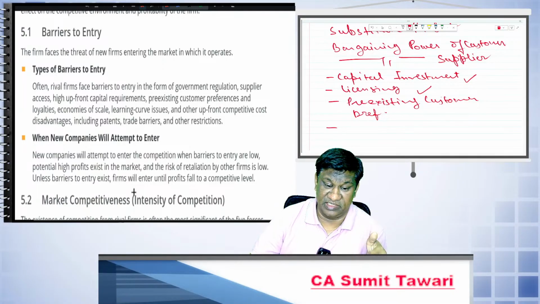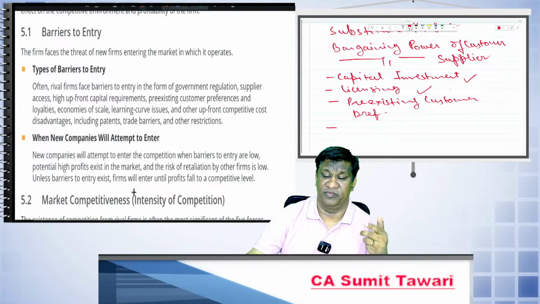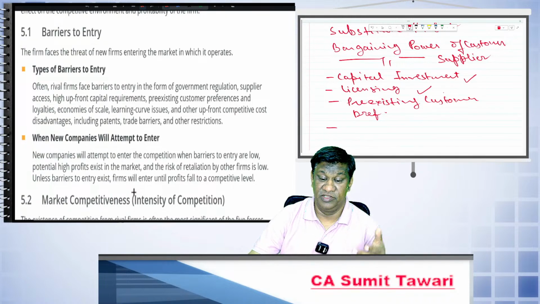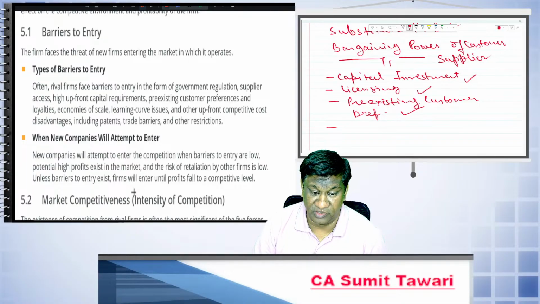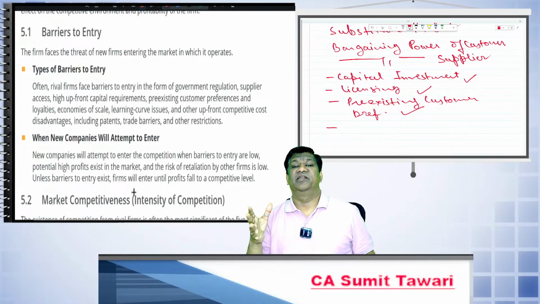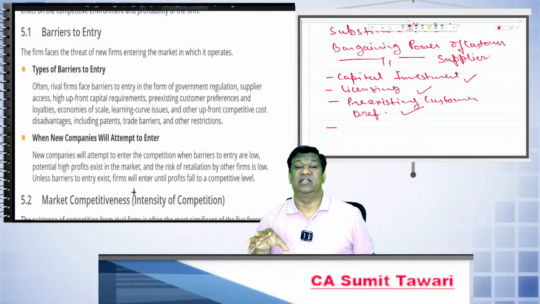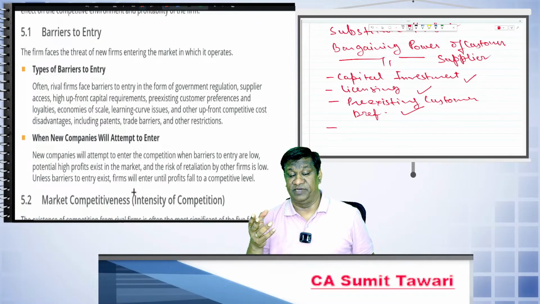The second issue is that all of a sudden you cannot generate the volume. So economies of scale, learning curve issues, customer brand building, any pre-existing customer preferences: these are the factors which may create a barrier to entry. If I want to start the business, I cannot immediately start in one go because I may produce a small quantity, so it is not price efficient for me, and then I cannot even charge high prices.